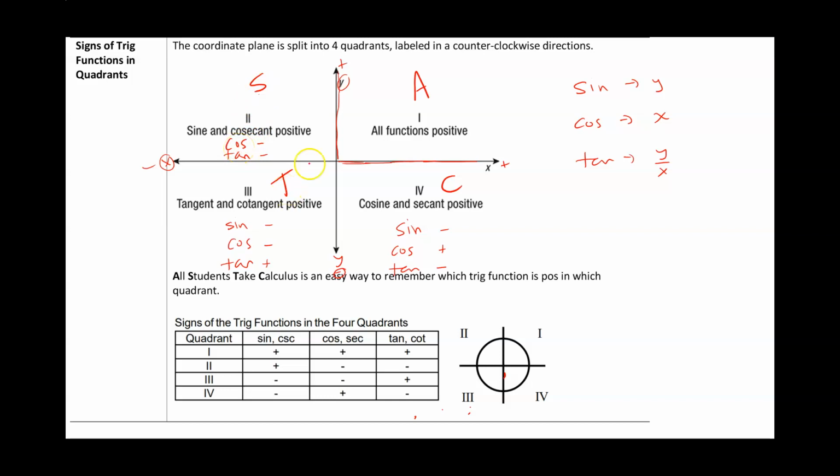In quadrant 3, it's all students take calculus. So quadrant 3, tangent's positive, which means sine and cosine are negative. And in quadrant 4, cosine's positive, which means the other two, sine and tangent, are negative.